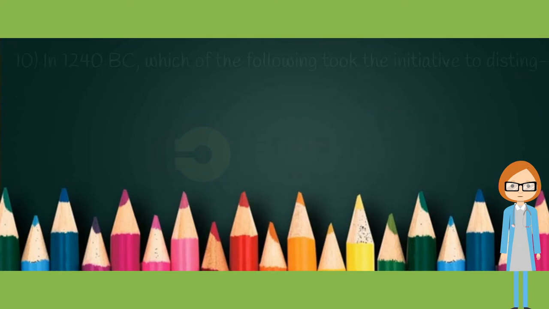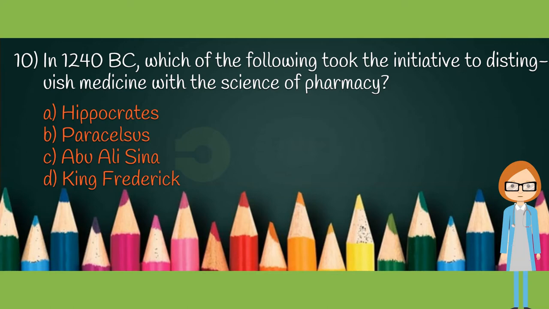Question 10. In 1240 BC, which of the following took the initiative to distinguish medicine with the science of pharmacy? Option A, Hippocrates. Option B, Paracelsus. Option C, Abu Ali Sina. Option D, King Frederick.